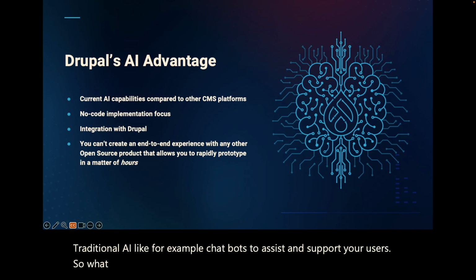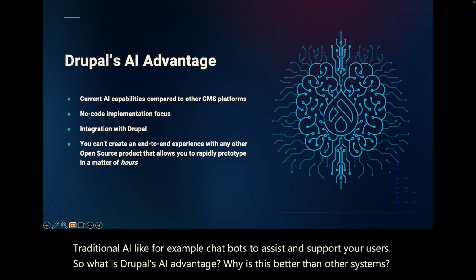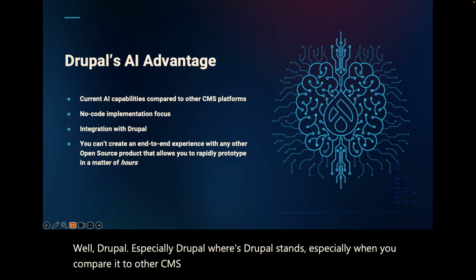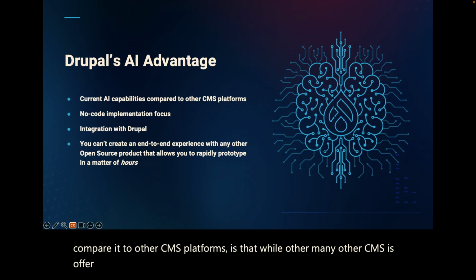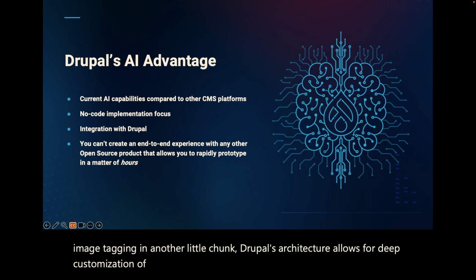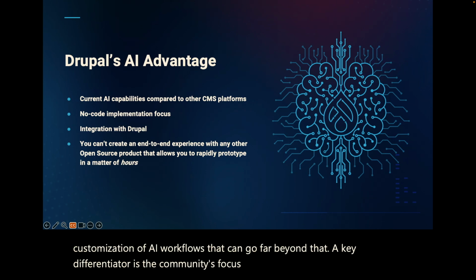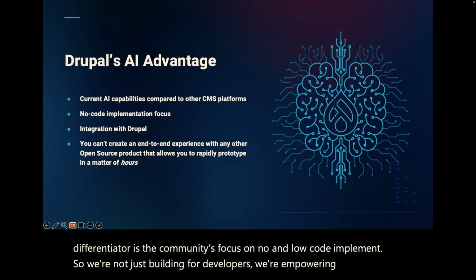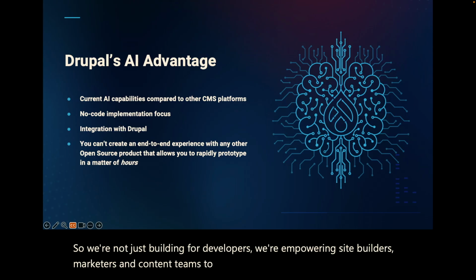So what is Drupal's AI advantage? Why is this better than other systems? Where Drupal stands, especially when you compare it to other CMS platforms, is that while many other CMSs offer basic AI integrations, like content suggestion in one little chunk, or image tagging in another little chunk, Drupal's architecture allows for deep customization of AI workflows that can go far beyond that. A key differentiator is the community's focus on no and low-code implementations. So we're not just building for developers. We're empowering site builders, marketers, and content teams to leverage AI without having to write any code.